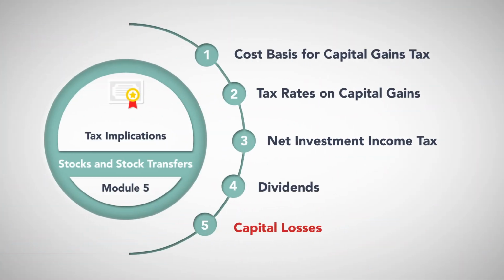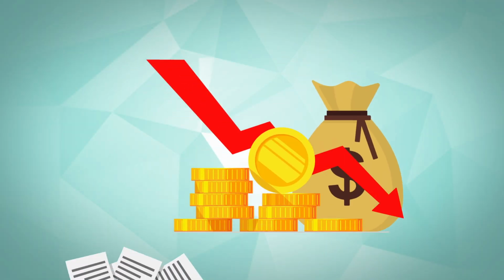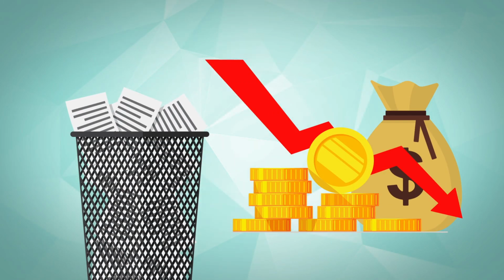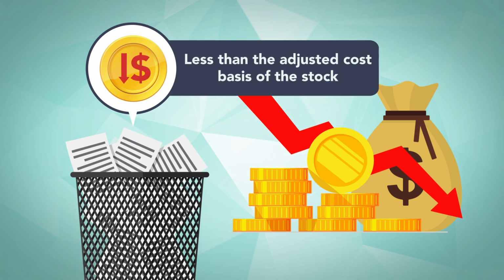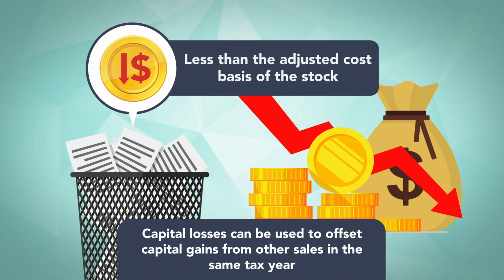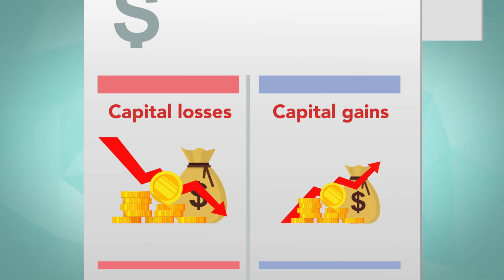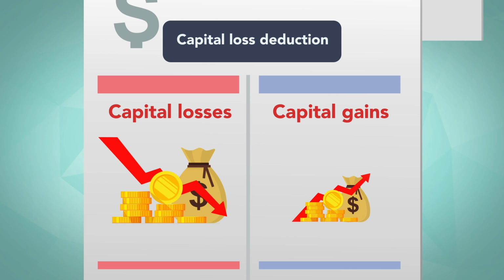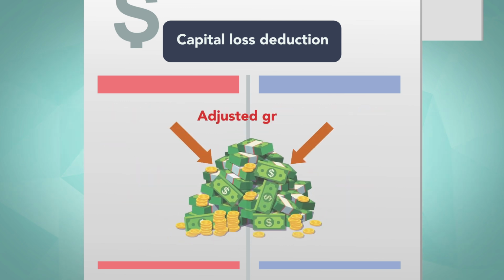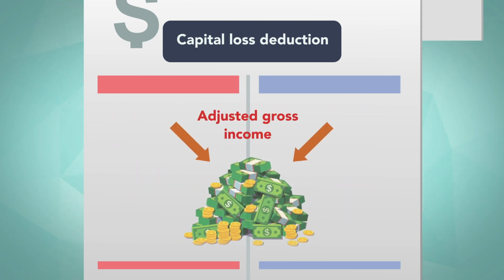Capital losses. A capital loss occurs when property is disposed of at an amount that is less than the adjusted cost basis of the stock. Capital losses can be used to offset capital gains from other sales in the same tax year. When the taxpayer's capital losses for a year are more than her capital gains, she can take a capital loss deduction. This deduction can decrease the amount of her adjusted gross income.